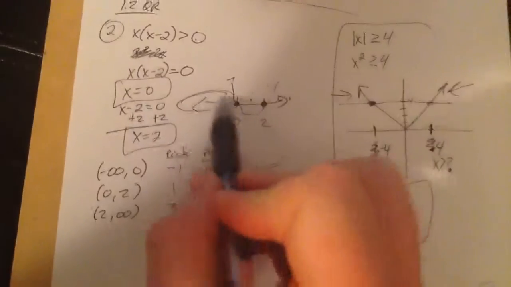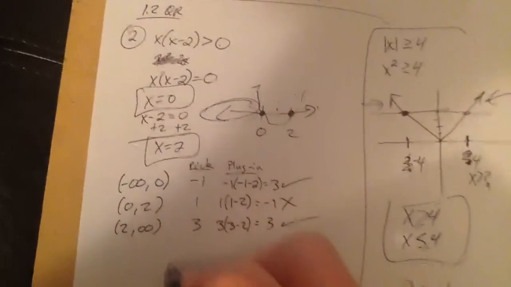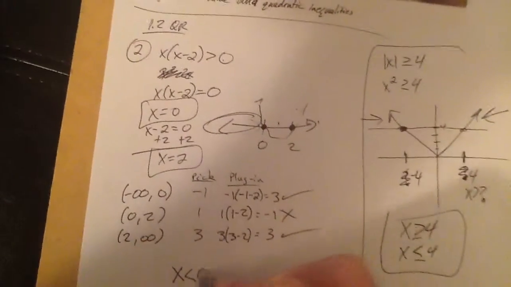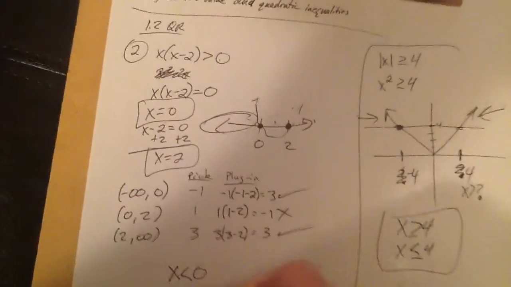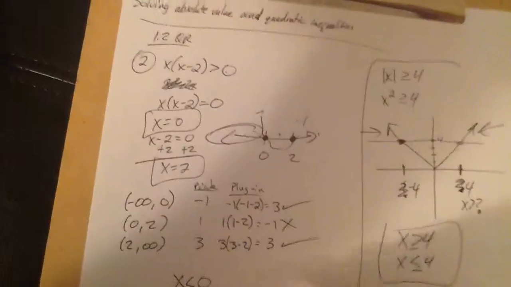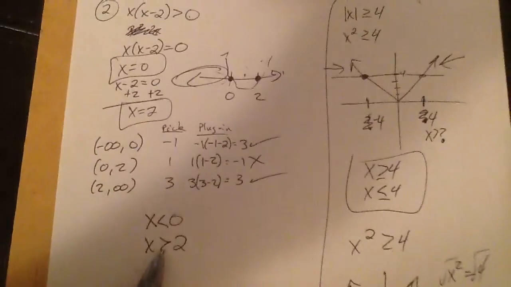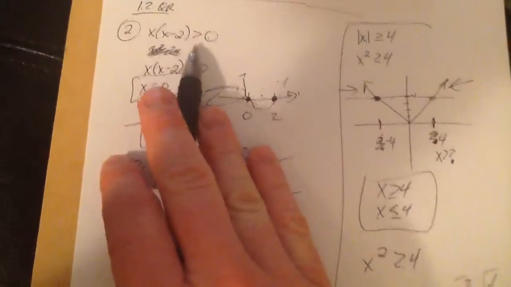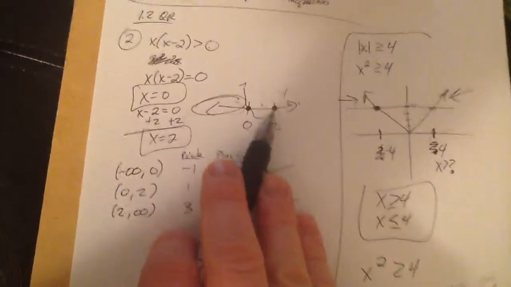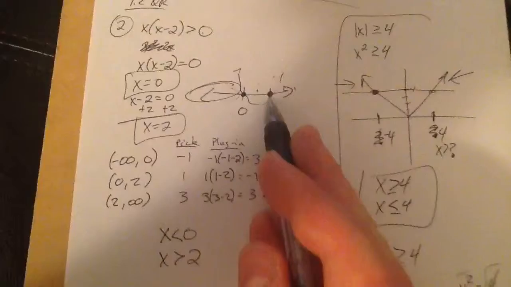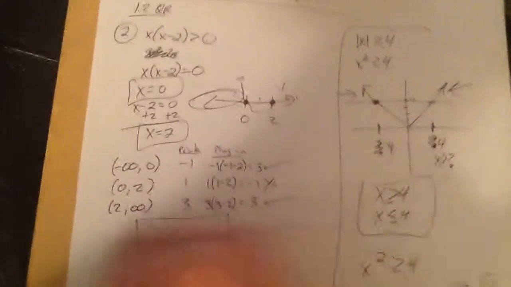So over here I'll be greater than 0, so that's x is less than 0, and over above there x is greater than 2. Remember, I'm just doing less than and greater than because I have to be greater than 0, not where it's equal. I can't include 2 in my answer because that's where the function is equal to 0. So there's my answer.